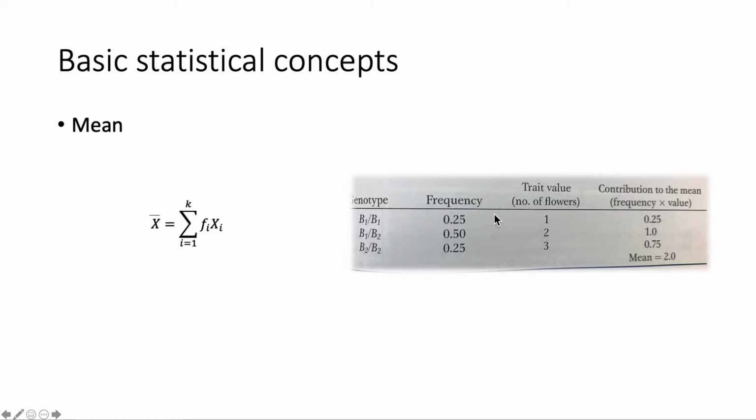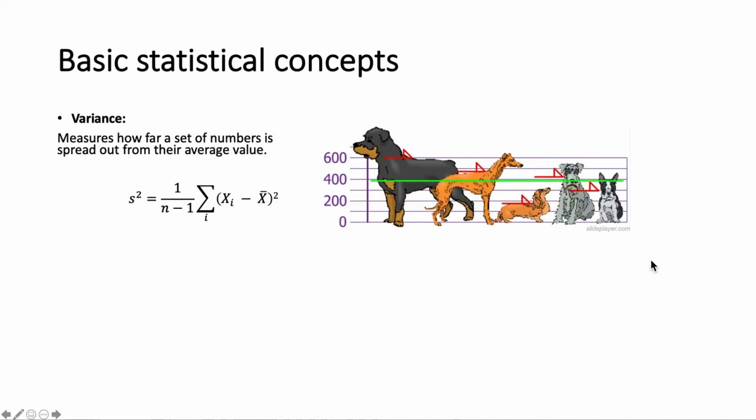As you can see here, I just have to multiply the frequency times the phenotypic value, and that is the contribution to the mean of each single genotype. At the end, if we add all the contributions to the mean of every frequency and value, we're going to have the mean of the population. So it's pretty useful in quantitative genetics.